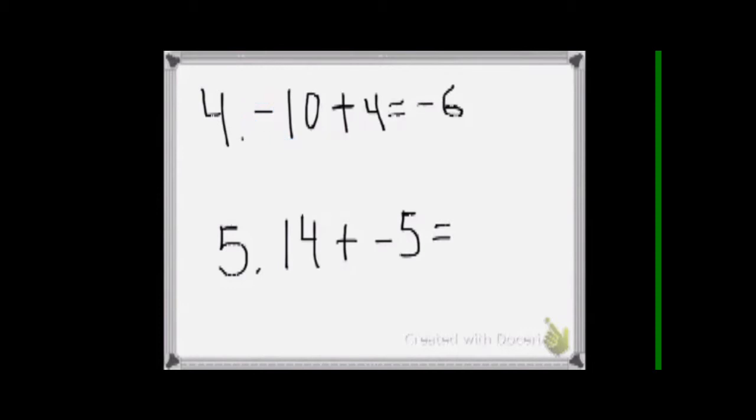Let's try number 5 now. Let's ignore the negative sign again, and let's just think 14 minus 5. 14 minus 5 is 9. Since there are more positive numbers, our answer will be +9. You don't have to put the plus sign because you already know it's positive.